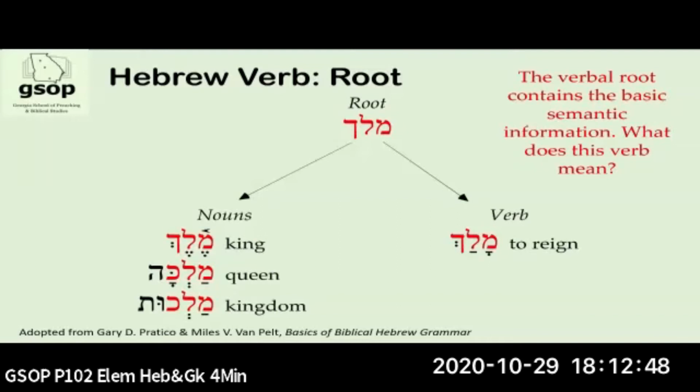But a different vowel pointer pattern would recognize it as a verb. And here we have the Qal, third person masculine singular perfect verb for to reign or to rule, Malak.